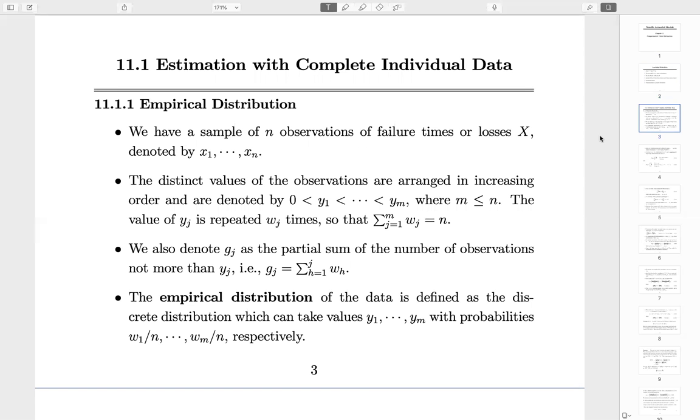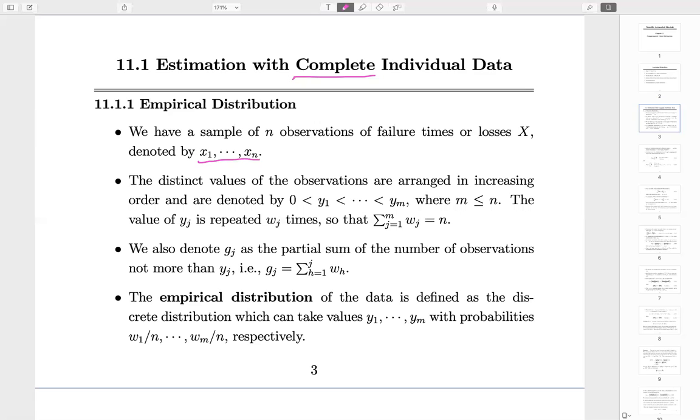Let's start with the first one. So we begin with complete data, because that is the easiest case for us to handle. There are a few standard assumptions, or you can call them setups. We always have a sample of n observations from some random variable that is of great interest to us. It could be failure times, it could be claim data, could be claim losses.